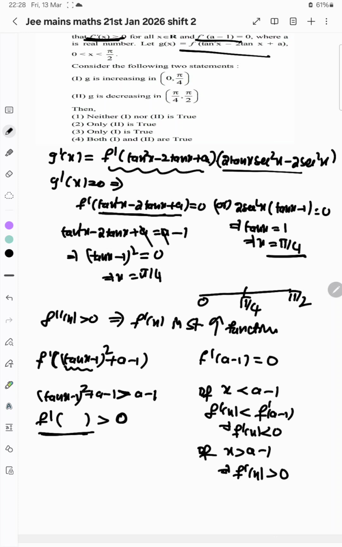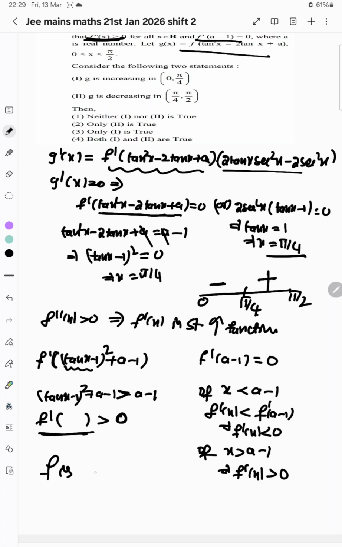So here we will get the sign is positive and here already we got the sign is negative. So when you multiply positive into negative, we will get the entire sign as negative in 0 to pi by 4. Similarly, if you take any value in between pi by 4 to pi by 2, the second part is positive we will get and the first part already we found is positive only. So positive into positive will be positive.